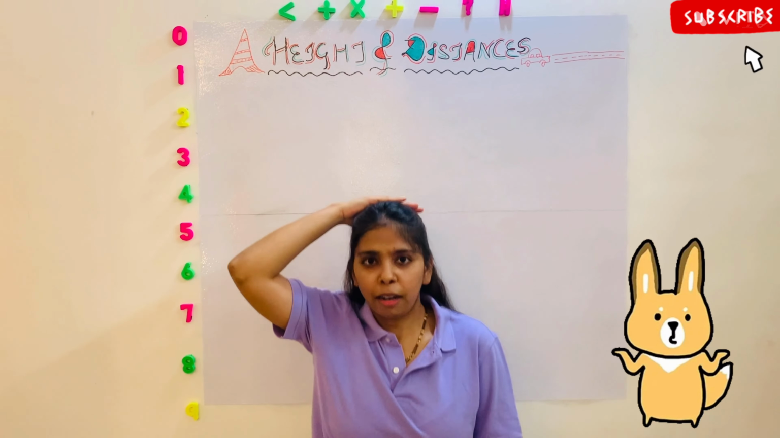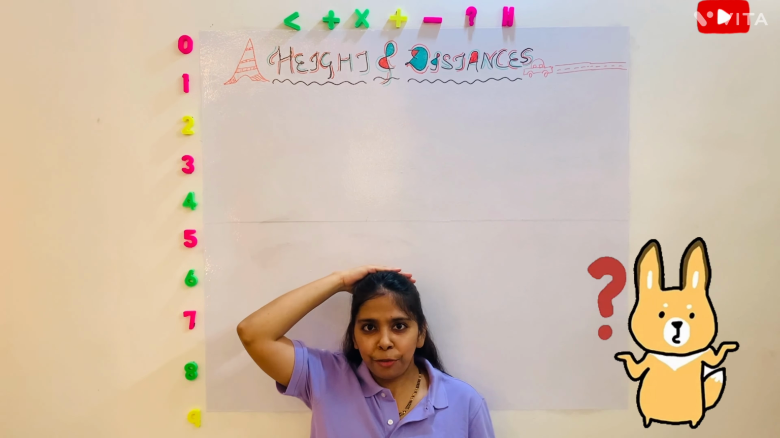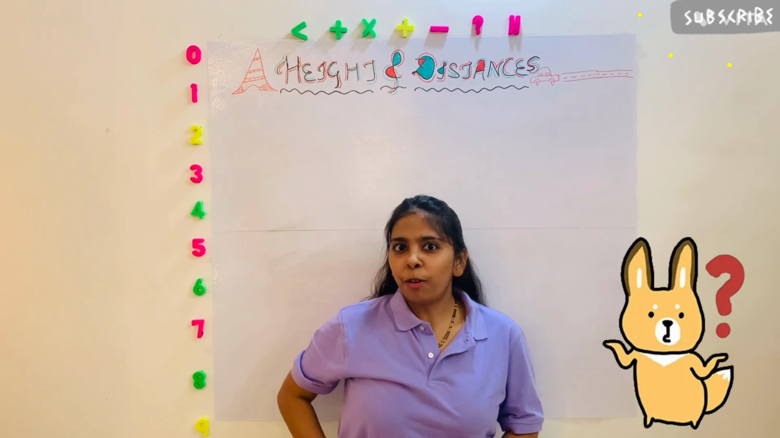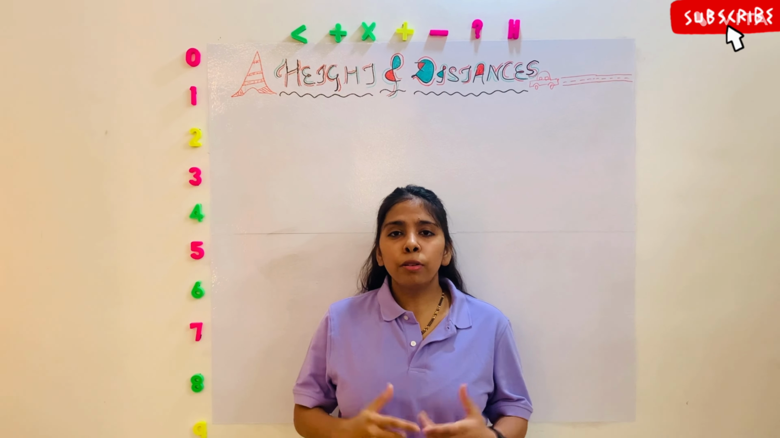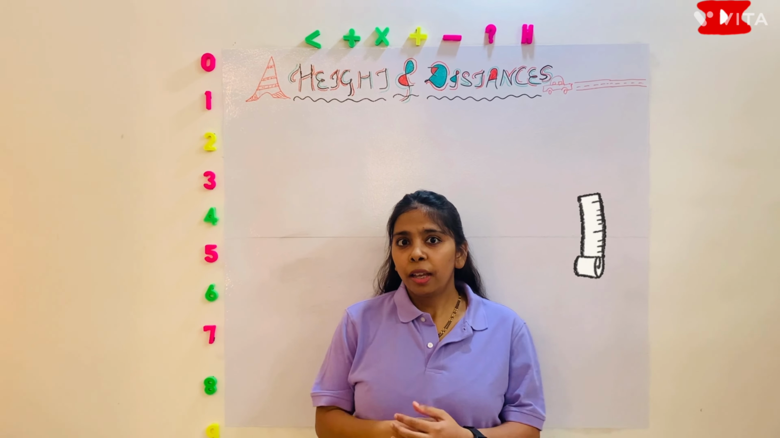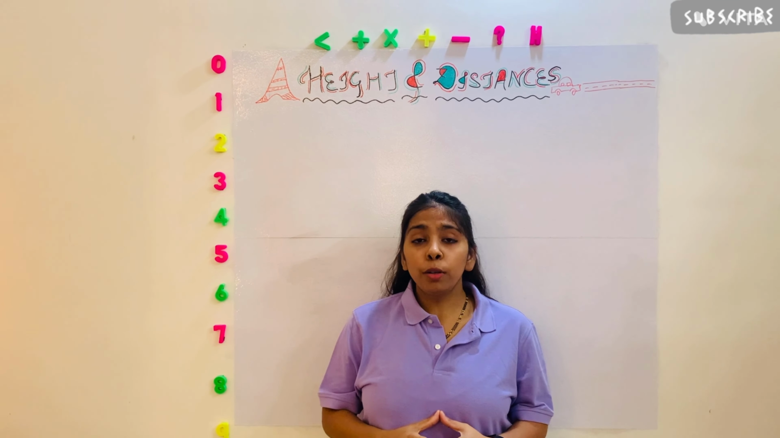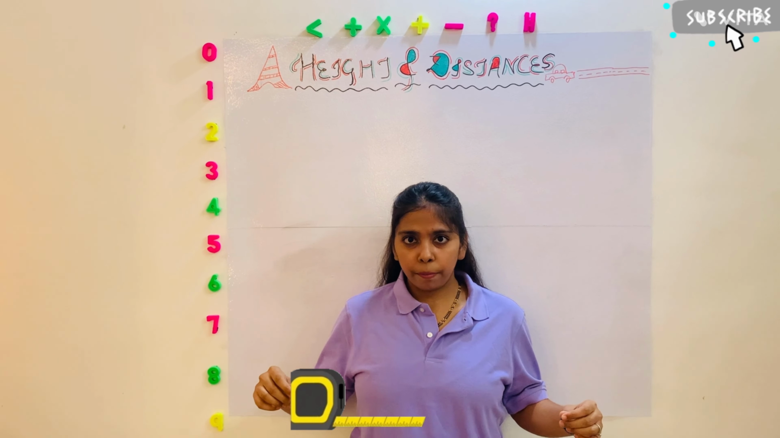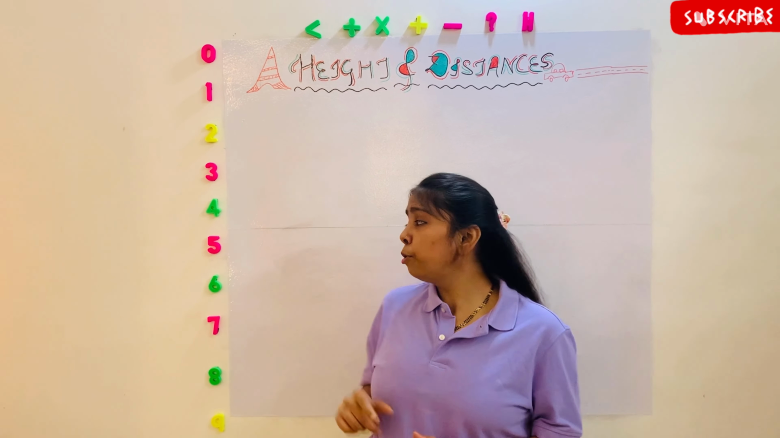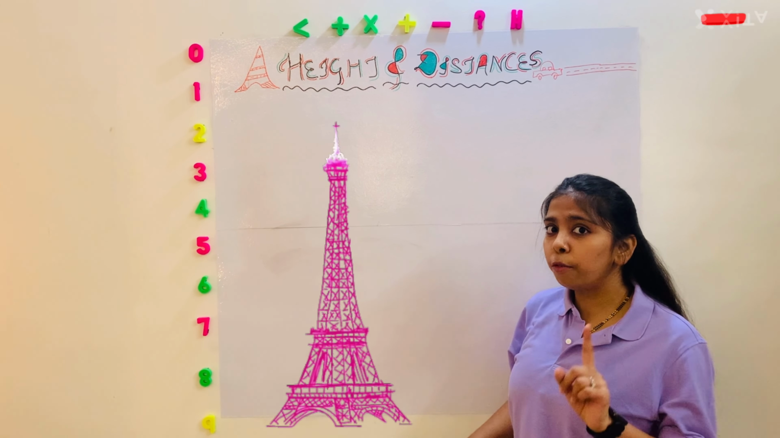2 feet, 4 feet, no, 3 feet, 5 feet. Wondering what I am doing? I am trying to find out how tall I am. I can easily find out with the help of this measuring tape, right? But if you ask me to find out the height of this Eiffel Tower, I won't be able to do it.